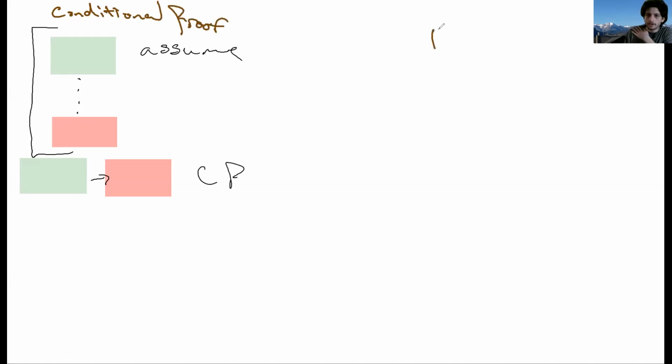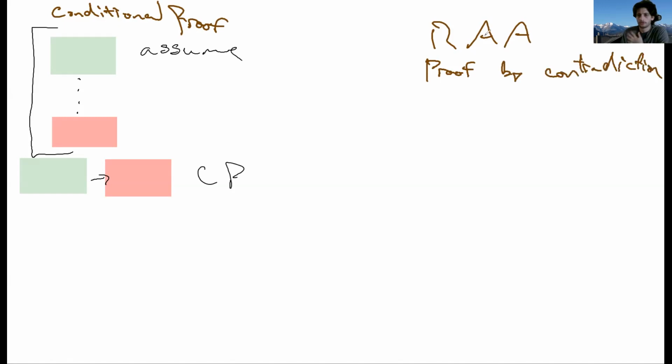Okay, the other proof is called RAA, reductio ad absurdum, or proof by contradiction. Reductio ad absurdum is just Latin for reduced to absurdity. And so the idea behind this is we're just going to reduce some assumption to absurdity to show that it's false.